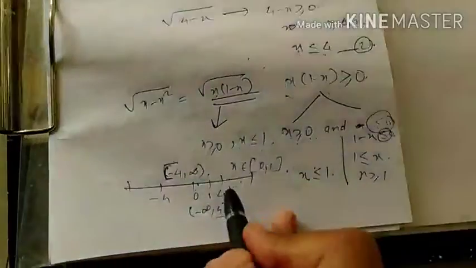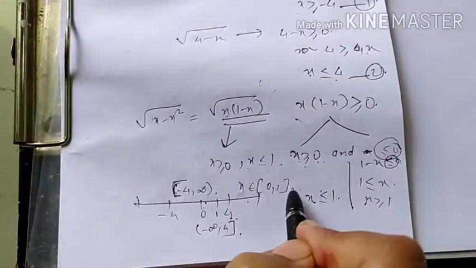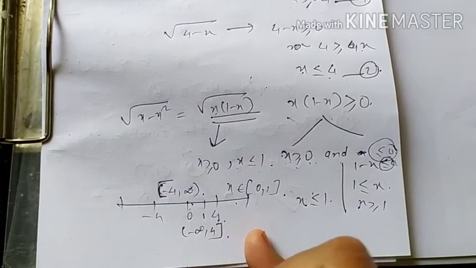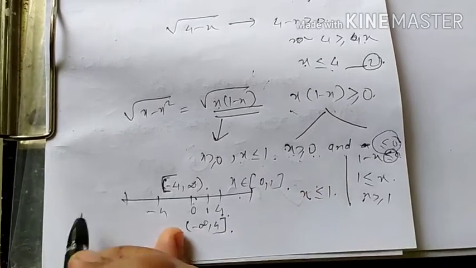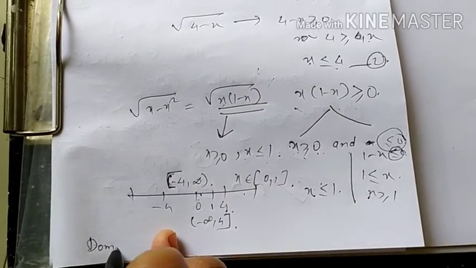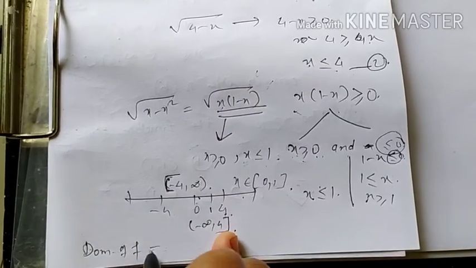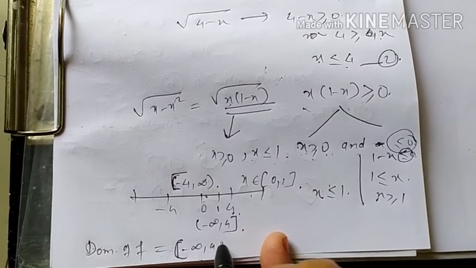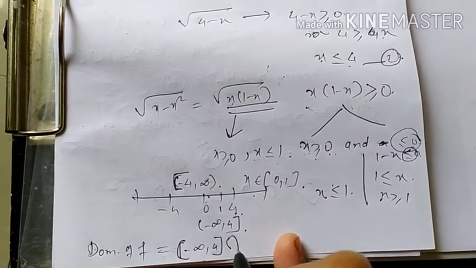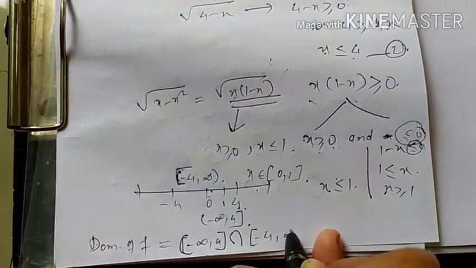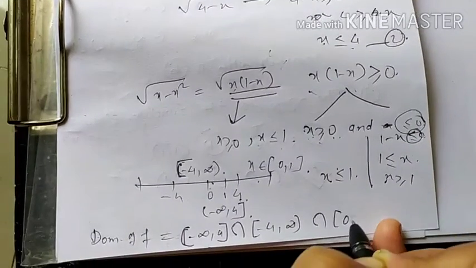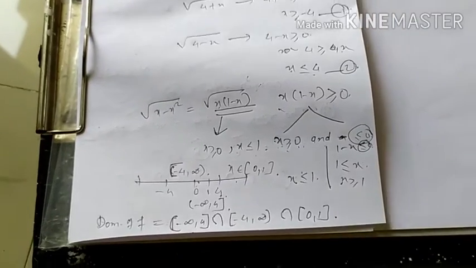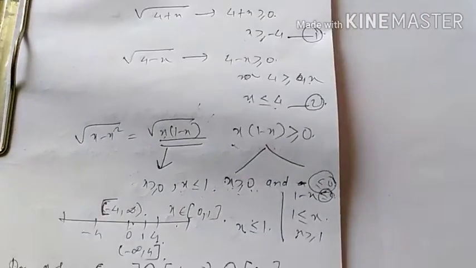Now student, we have 3 intervals. For these all intervals we have to find the x value. So we'll clearly take its intersection. So what we have, domain of f is equal to open bracket minus infinity to 4, close bracket, intersection with close bracket minus 4 to infinity, intersection with close bracket 0 to 1. Getting student?